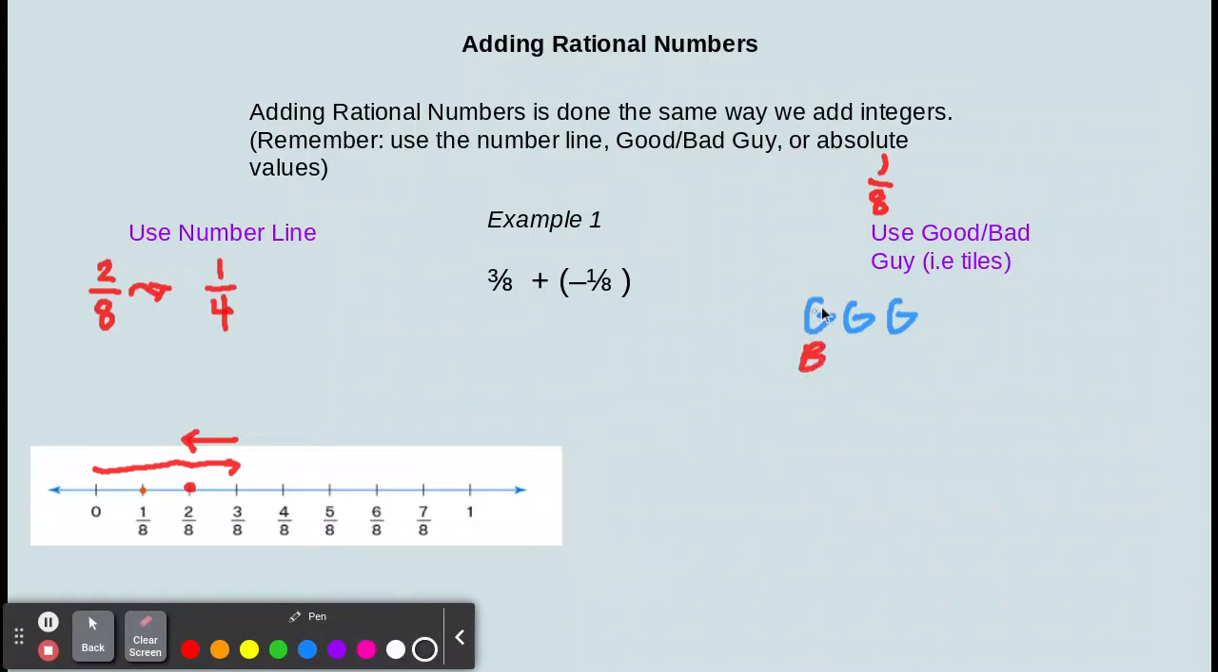Remember, when they meet up, they want to fight. So how many good guys are we left with? We have 2 good guys left over. That means we have 2/8 left over, and remember, 2/8 can be simplified down to 1/4. So 3/8 plus a negative 1/8 is 1/4.